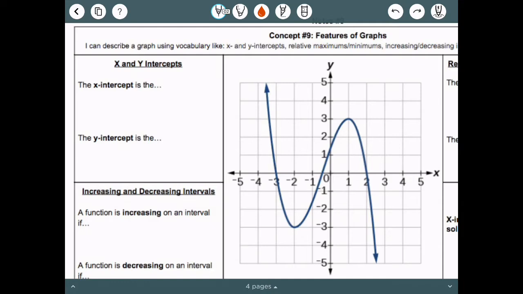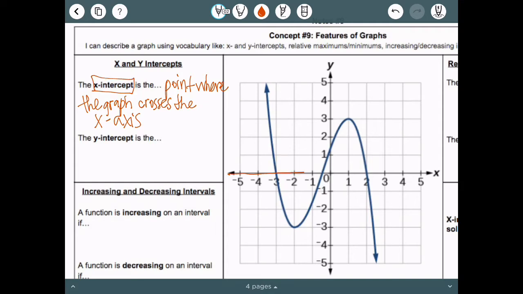So first things first, we're going to talk about X and Y intercepts. And you're probably super familiar with these, but we'll just go over them so everybody's on the same page. So the X-intercept is the point where, excuse my handwriting, the graph crosses the x-axis. Right, so that's my x-intercept.